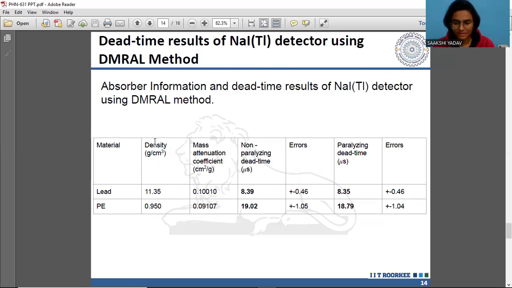This table shows the physical properties of the absorber materials and the calculated dead time values of the sodium iodide thallium detection system for both non-paralyzing and paralyzing models. The dead time value for the non-paralyzing model using the lead absorber was calculated as 8.39 microseconds, while the dead time value for the paralyzing model using the lead absorber was calculated as 8.35 microseconds.